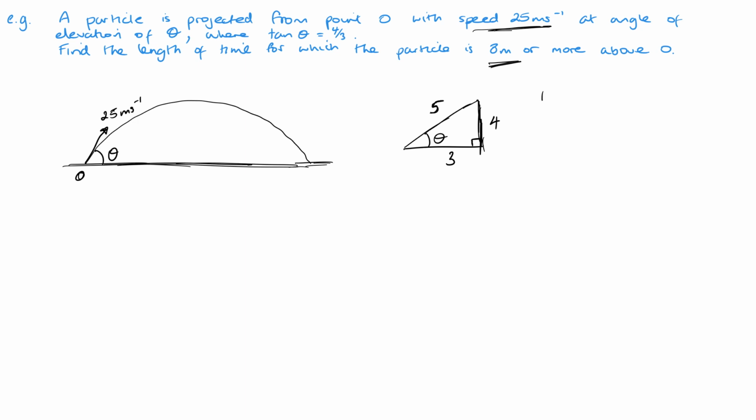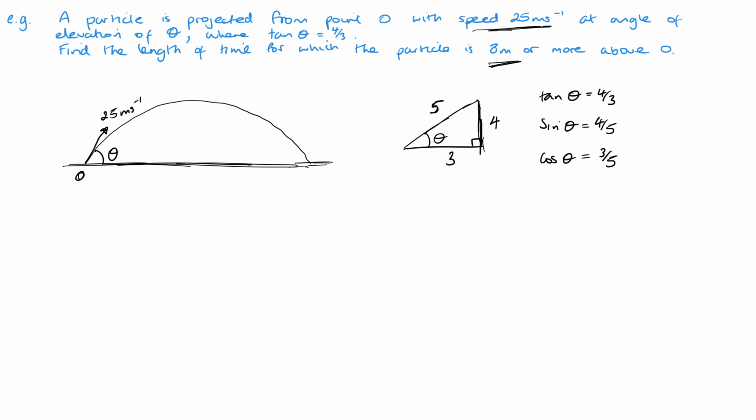So from this, tan theta was 4 thirds, but you can see that sine theta is going to be opposite over hypotenuse, and cos theta will be adjacent over hypotenuse. That means we've got our values for sine theta and cos theta. So we don't need the actual value of theta. You could find theta and substitute it in, but you don't need to.